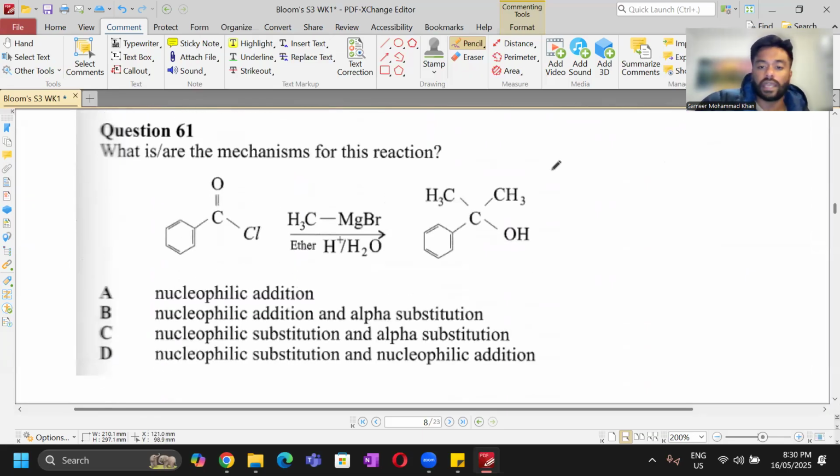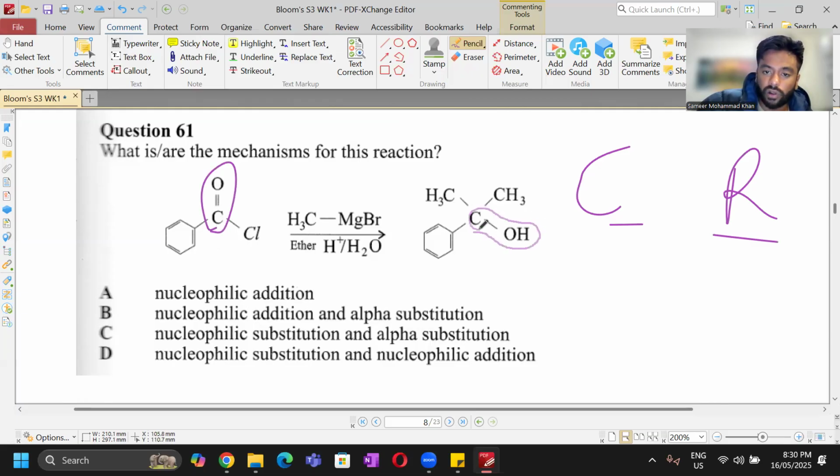All right. Again, C and R analysis. What do we see, guys? This is our central carbon. And presumably this is our central carbon here as well. It's been changed. And how has it been changed? Well, firstly, it's gone from 3 groups to 4 groups. Have we seen this before?